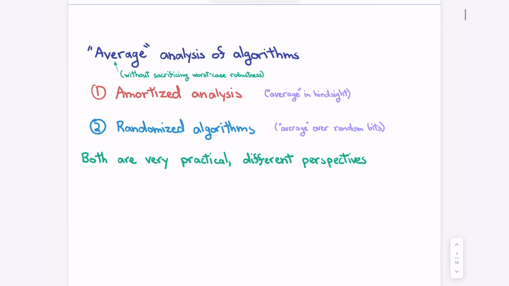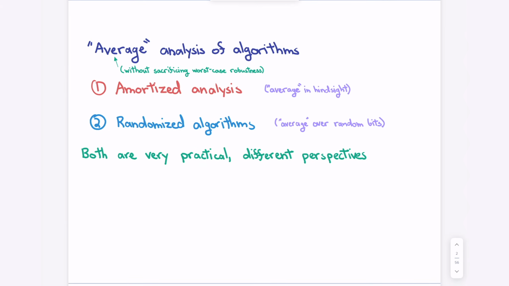So, okay, the next theme of our class is going to be a certain kind of average analysis of algorithms. But it's going to be a very specific sense of the word average. One is what we'll do today. It's called amortized analysis, and it's about data structures. They do a bunch of operations, but in hindsight, you're going to see that all the operations have good performance on a per operation basis on average.